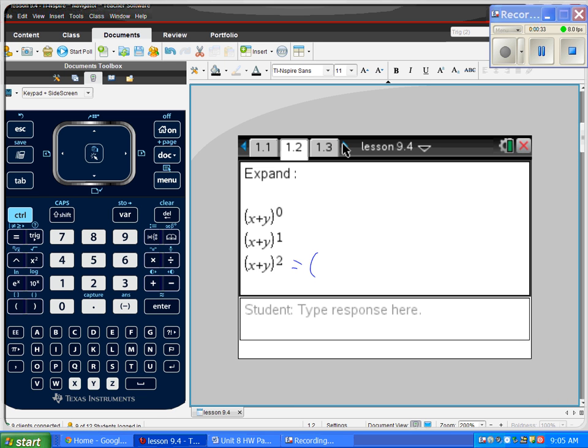X plus y times x plus y. And then I have to do what here? What does this mean? Distribute. FOIL. Multiplying two binomials with FOIL. First, x squared. Outers are going to be xy. Inners are going to be xy. So I get 2xy, plus I get y squared. Okay?